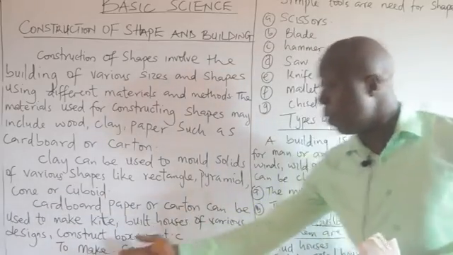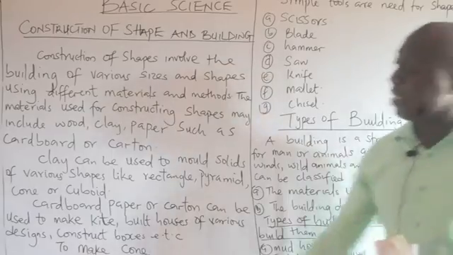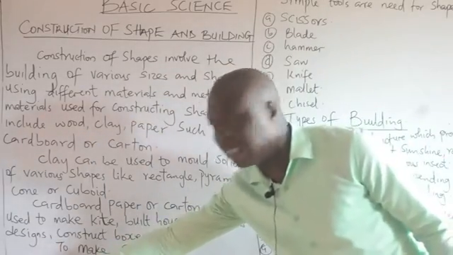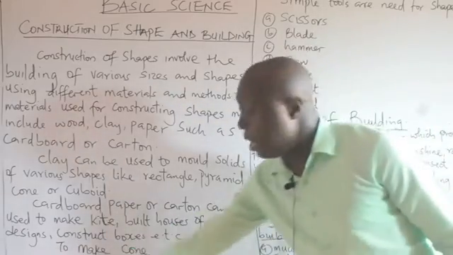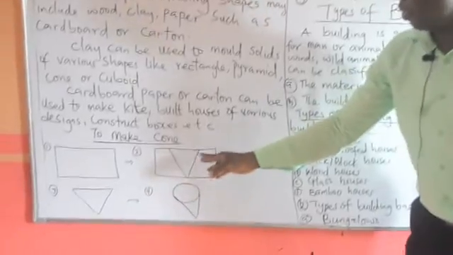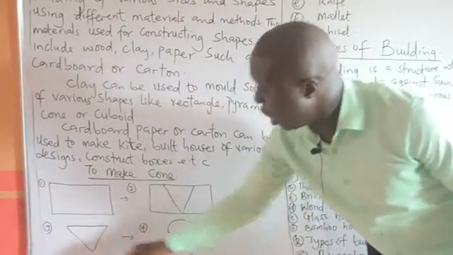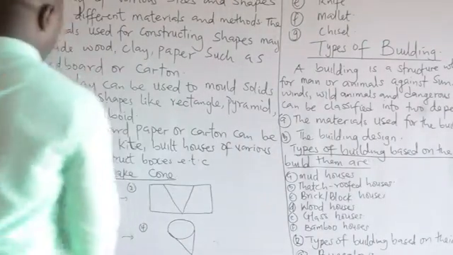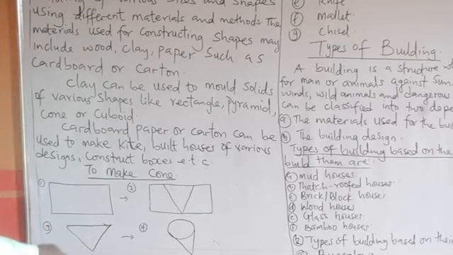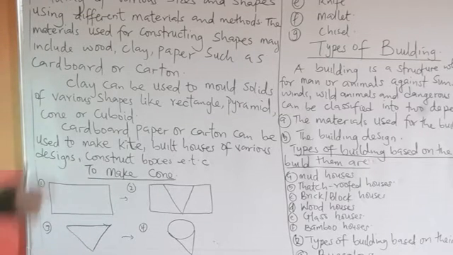Like the shape we have on the board is a cone. To construct a cone, you get a cardboard paper. If you look at this, the first chart, it will be in a rectangular form. Then you carve out a shape like a V shape. If you look at this shape, it's in the form of a V shape.